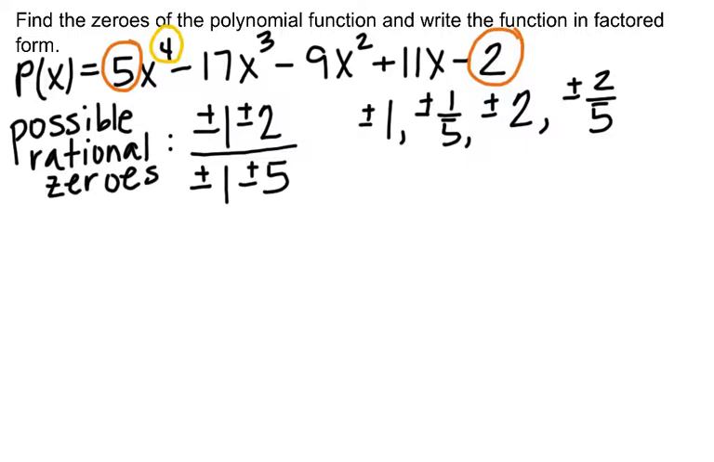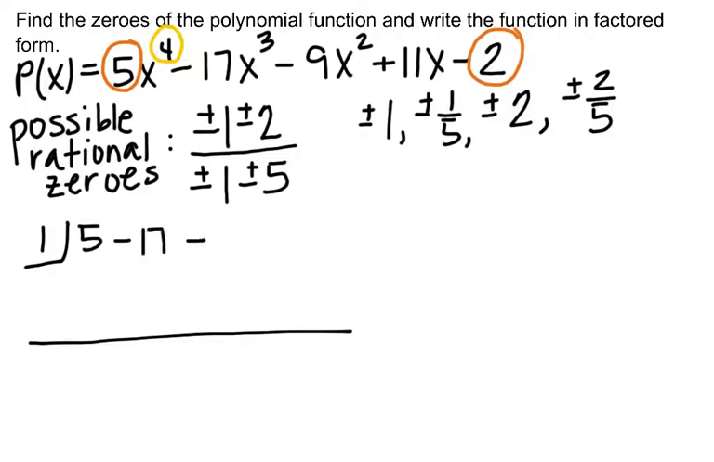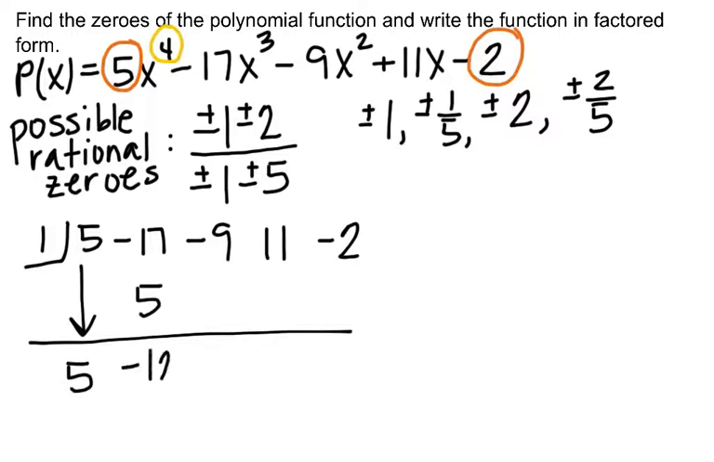So we could either plug 1 into our function to see if it results in a 0, or we could go ahead and do synthetic division with 1 to see if we end up obtaining a 0 remainder. So I'm going to go ahead and try my synthetic division with 1. Remember, you can always pause the video and try it yourself first.